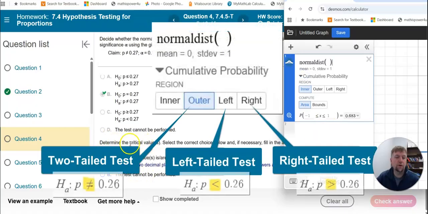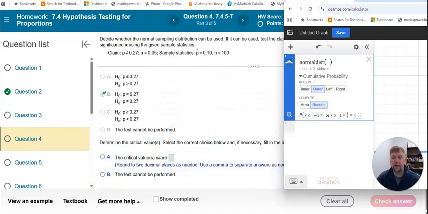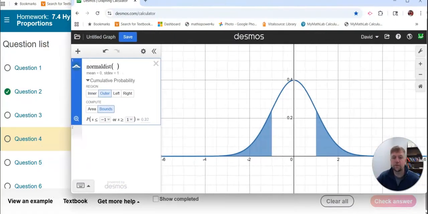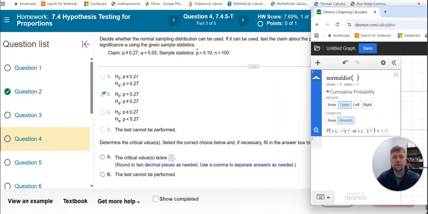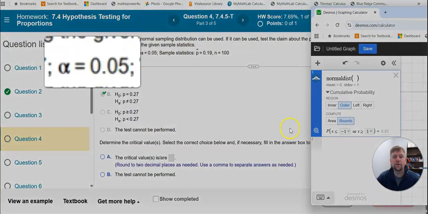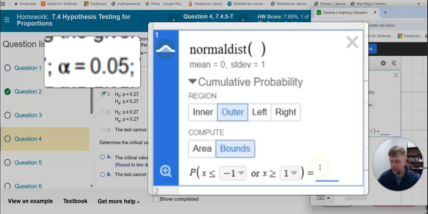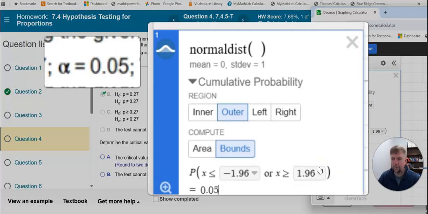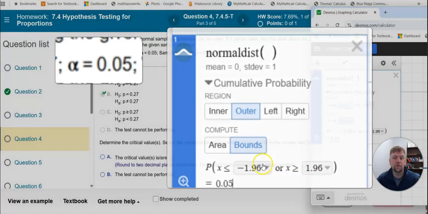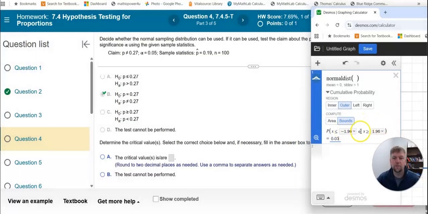Critical values are in the Z distribution. Critical values are bounds, they're not area. And these are outer, these are the tails. So I'm going to just pull this over so you can see that I've got the tails selected. All right, alpha is 0.05, that's what I'm going to put in the value for the tails, 0.05. And then these are the two critical values. So plus and minus 1.96.